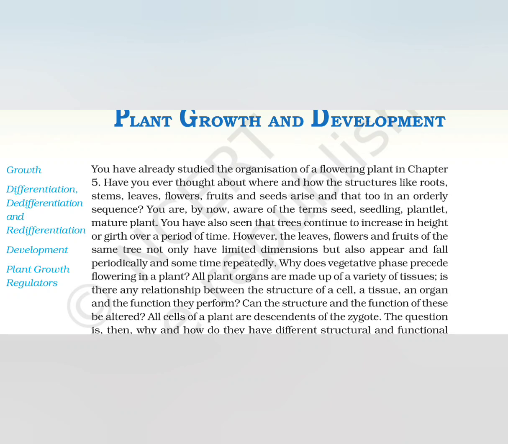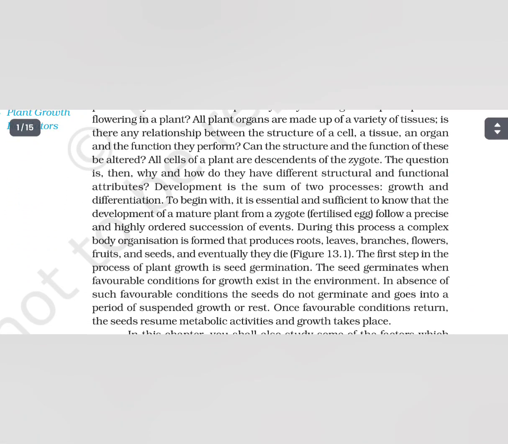You have also seen that trees continue to increase in height or girth over a period of time. However, the leaves, flowers, and fruits of the same tree not only have limited dimensions but also appear and fall periodically and sometimes repeatedly. Why does the vegetative phase precede flowering in a plant? All plant organs are made up of a variety of tissues. Is there any relationship between the structure of a cell, a tissue, an organ, and the function they perform? Can the structure and the functions of these be altered?